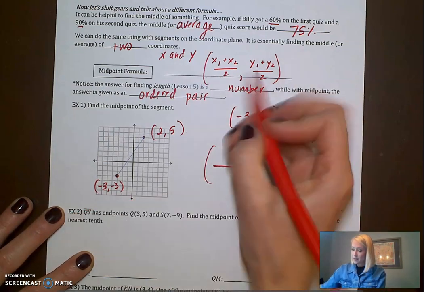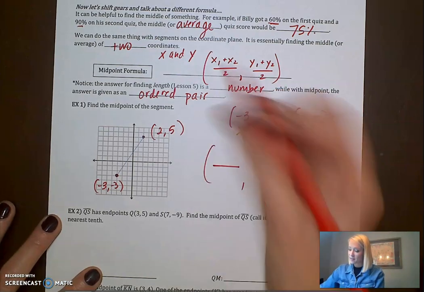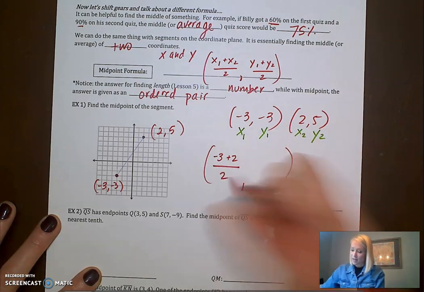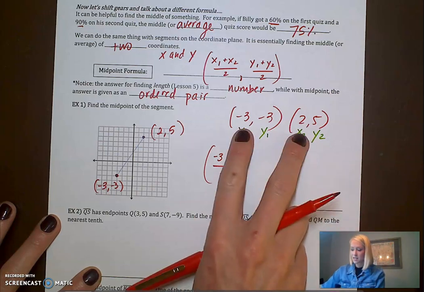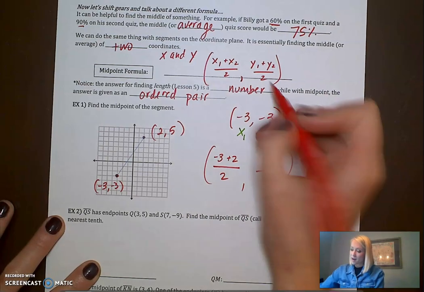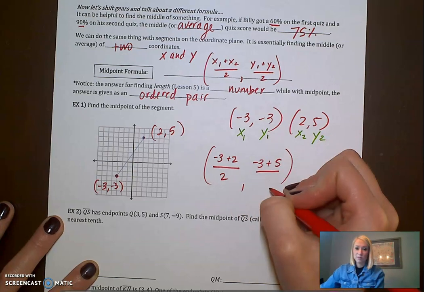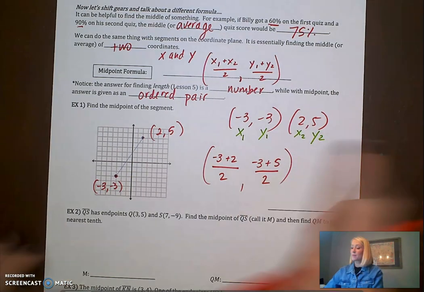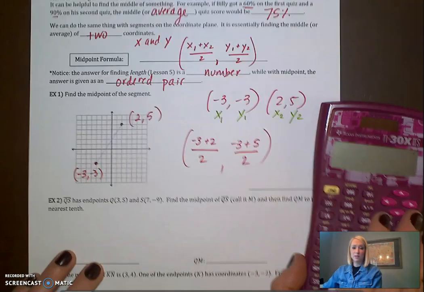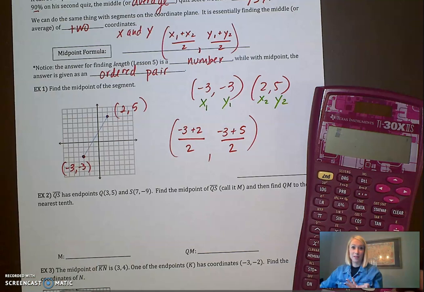So into my formula, the x value of my midpoint, it's going to be two numbers, I add the x's together, so that's -3 plus 2. Divide that by 2 because there's two numbers. So I'm just adding the x's, dividing by 2. I'm averaging the x's. For the y's, I'm going to add the two y values, y1 plus y2, -3 plus 5. Divide that by 2. I'm averaging the two y values here. So I'm doing exactly what I did with Billy's quiz scores. Sounds weird, except with points on the x and y axis.